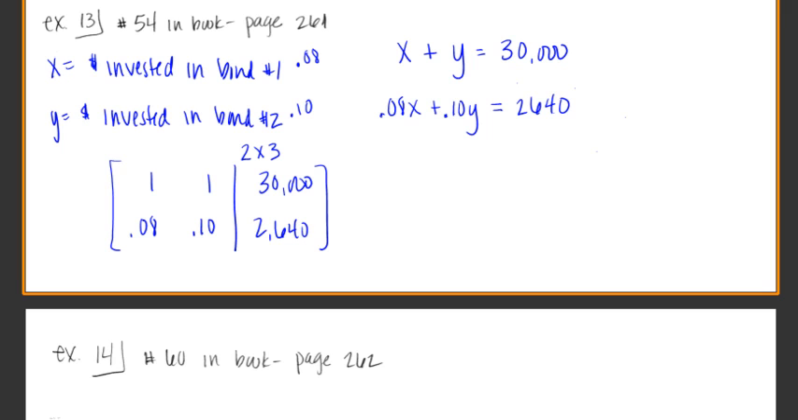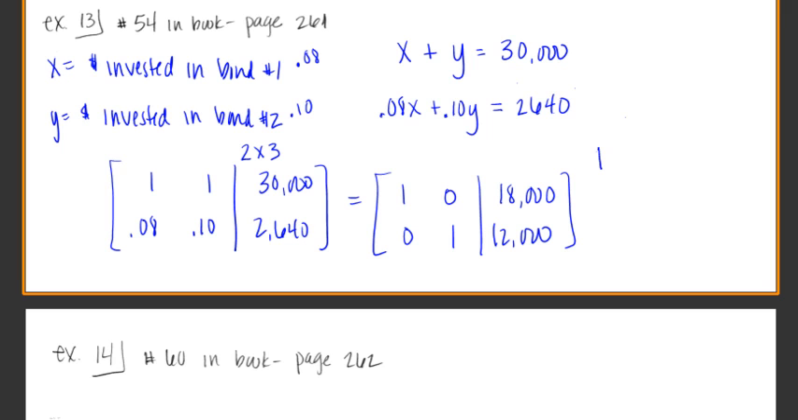And it's going to come up with a matrix that says 1, 0, 0, 1. It doesn't have the bar in there, but we know what it means. It says 18,000 and 12,000. All right, that's looking pretty good, because this first row says Kelly's going to invest 18,000 at that first interest rate, so at 8%. And then she's going to invest 12,000 at 10%.